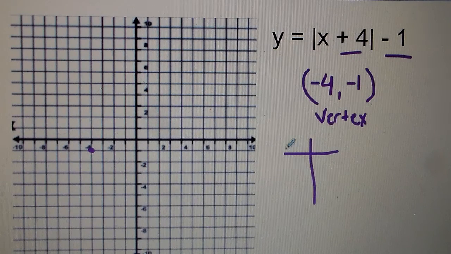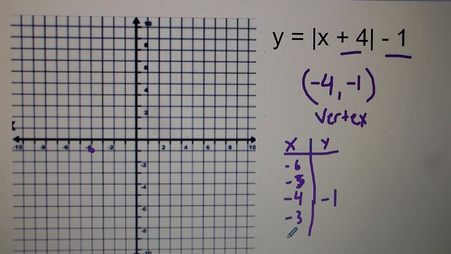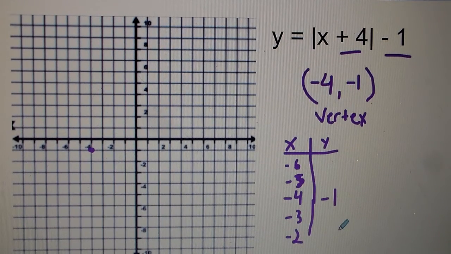We can make a t-table, just to stay nice, neat, and organized. So negative 4, comma, negative 1 is our vertex. We do two numbers less than negative 4, which are negative 5 and negative 6, and two numbers that are greater than negative 4, which are negative 3 and negative 2.